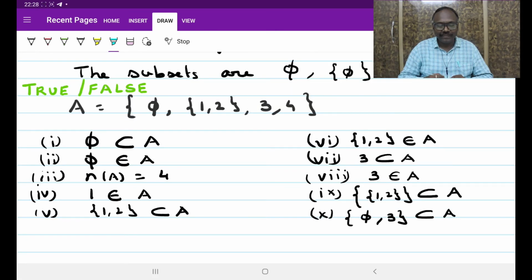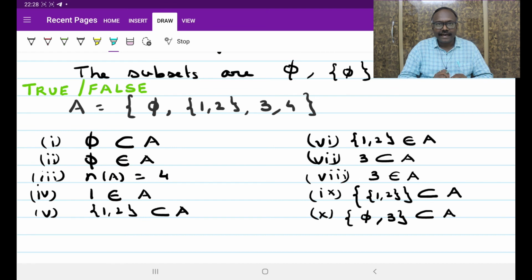Another problem, true or false. You are given set A is the set containing null set, 1 comma 2 in braces, 3 and 4, and the first question asked is we have to say whether it is true or false. Null set is a subset of A.